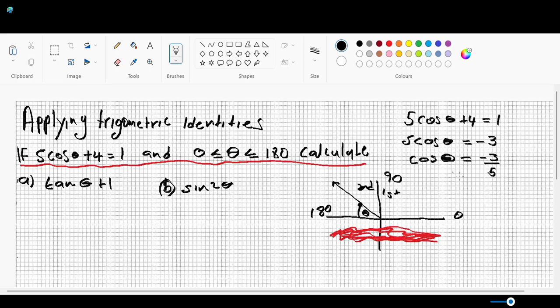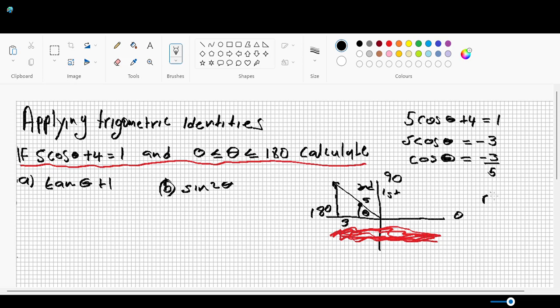Now look at this. You have your 3 over 5. We know that cos is adjacent over hypotenuse. So our adjacent is going to be 3 right here, and our hypotenuse is going to be 5. Let me just write it here. So the one that is missing is going to be the opposite. We don't know what the opposite is, so we need to calculate it. In order for us to get the opposite, we need to use the Pythagoras theorem.